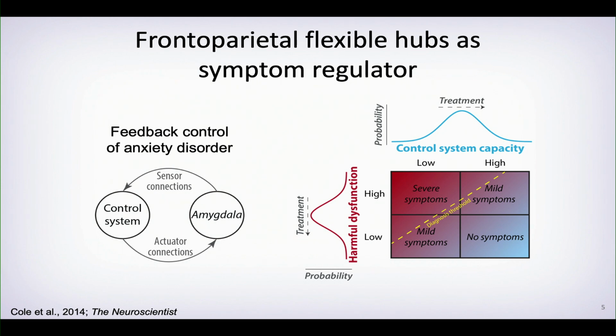Whereas on the other axis, you have this interaction with this domain general control system capacity, which will determine where the symptoms fall. And then you have this diagnosis threshold in yellow. That's just, we have to set a line where we say someone has a disorder or not, but in reality, right, it's a continuous thing.